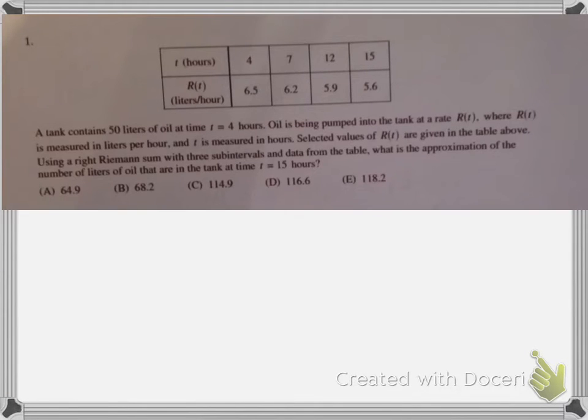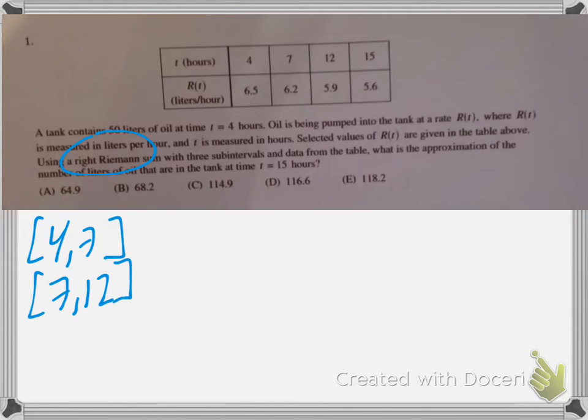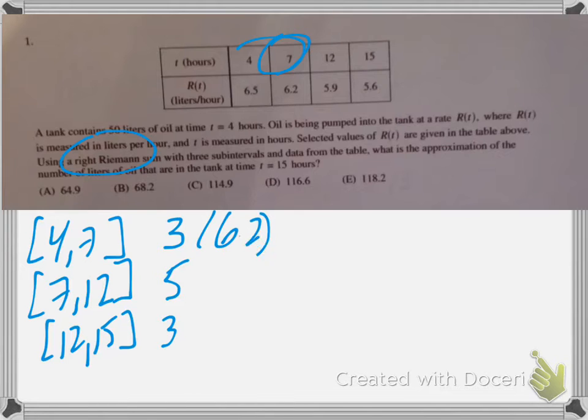Okay, so now this is from the homework, and this is problem number 1. And for this one, we're doing a right Riemann sum. And so we're going to do it from 4 to 7, from 7 to 12, and then from 12 to 15. Okay, so the length of this one is 3, 5, and 3. So from 4 to 7, we want the one on the right. That's going to be 7, so that's 6.2. And then we'll do the same for each one after that.